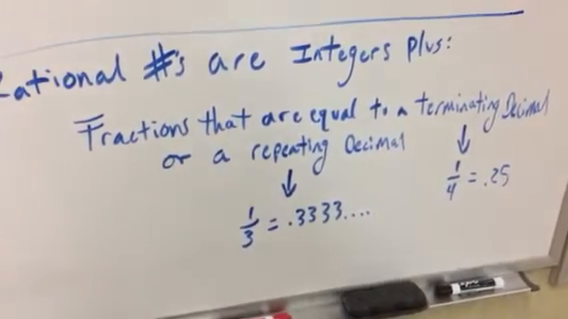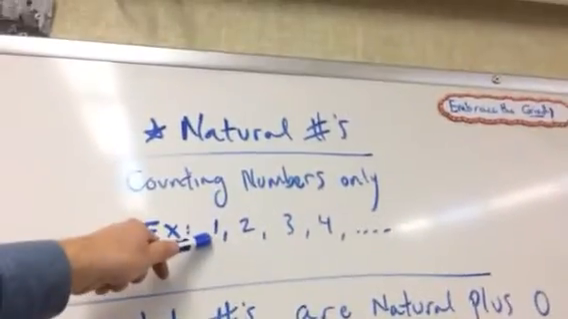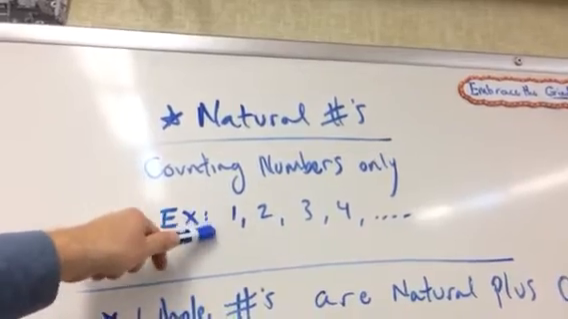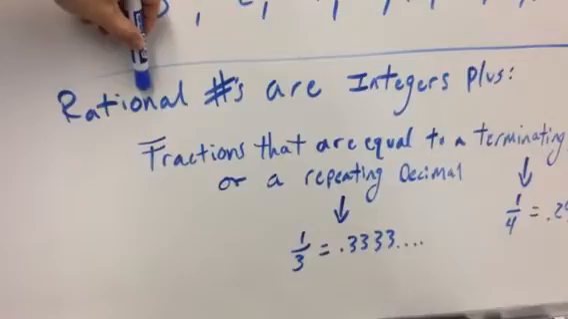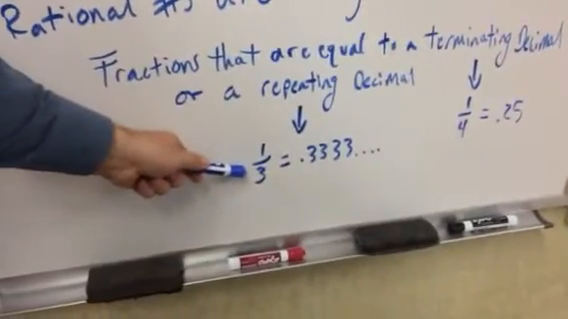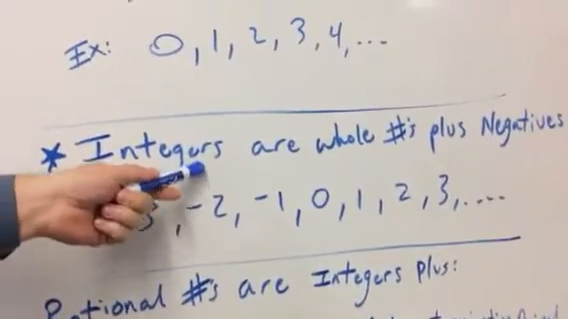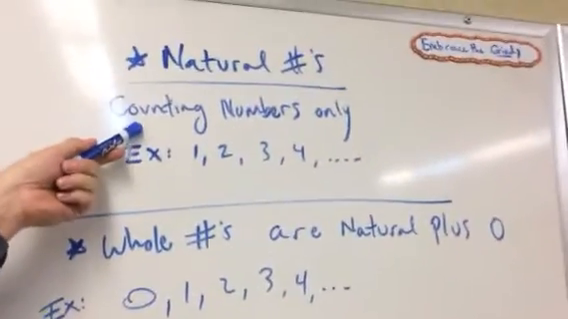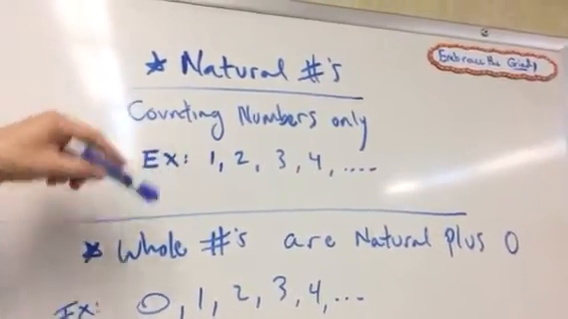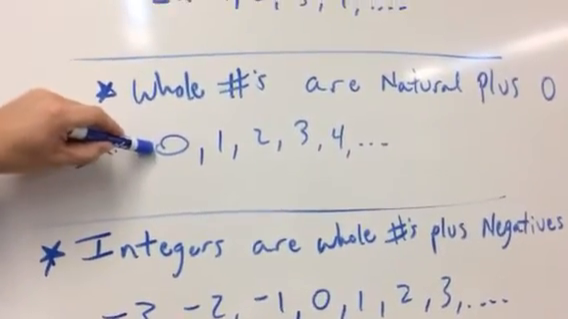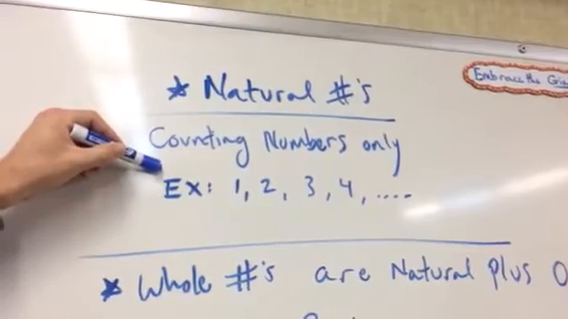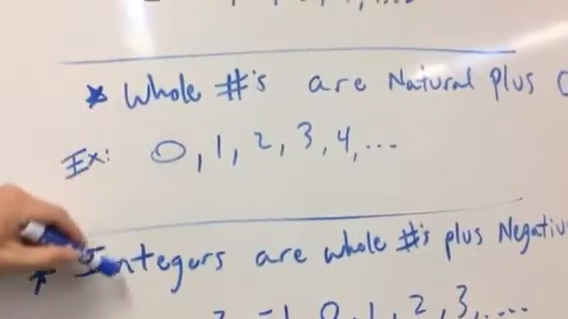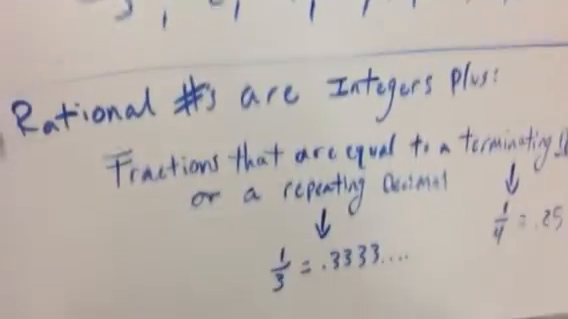So, as a review, 1 is a natural number, but 1 is also a whole number, an integer, and a rational number. However, 1/3 is not an integer, is not a whole number, is not a natural number. So here's the trick right here. 0. Is 0 a natural number? The answer is no. 0 is a whole number, 0 is an integer, 0 is a rational number.